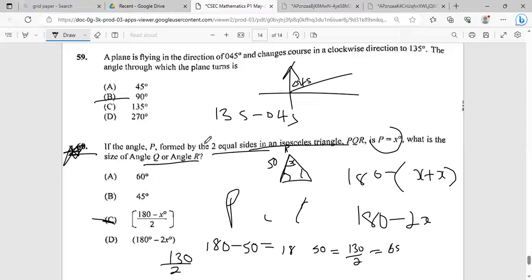If the angle P is formed by the two equal sides, so the two sides are these here. All right. So it's actually C. Big up everyone. I like this one though. This one is the best one. That one was tough, because I didn't see "formed by the two equal sides." So P is at the upper top, and you can find any one of them here using this formula.